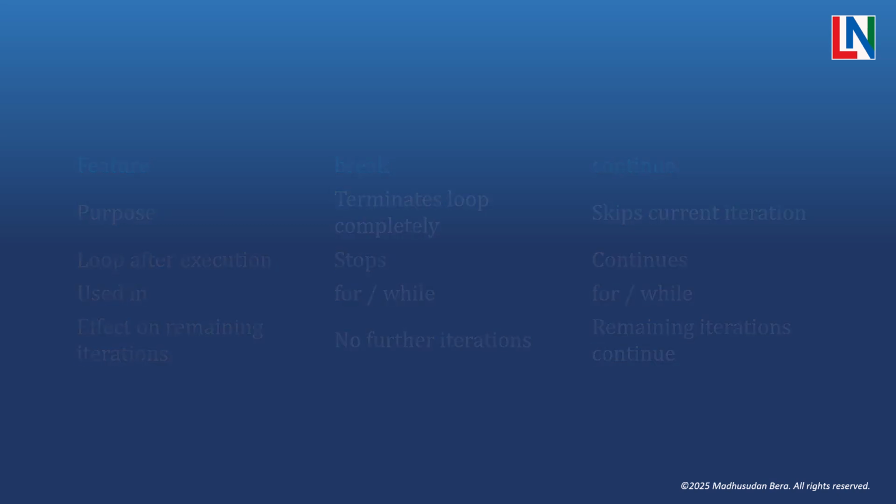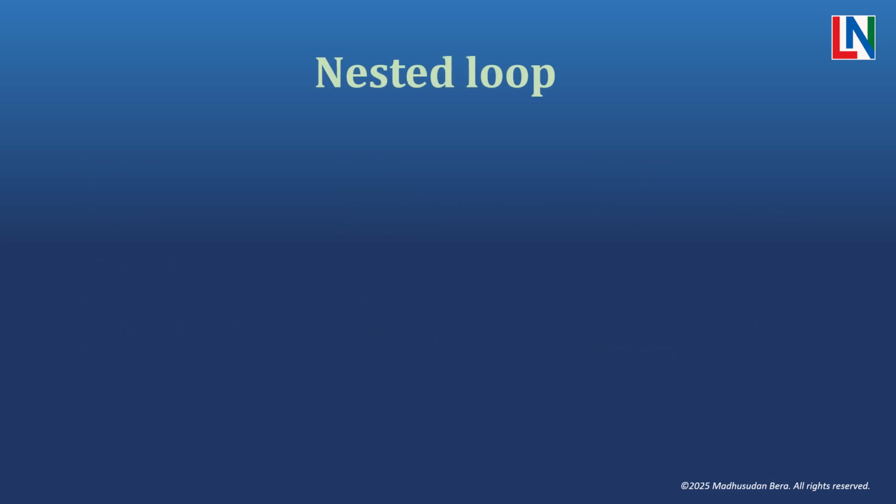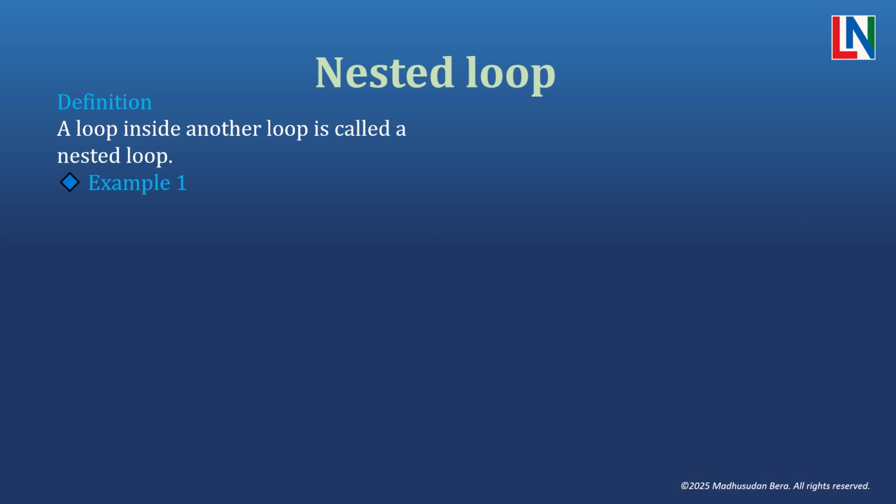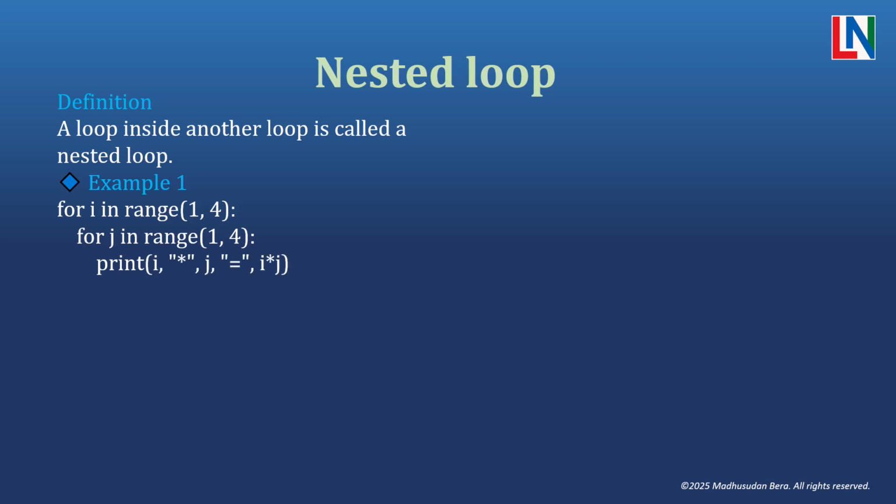Nested loop. Definition: a loop inside another loop is called a nested loop. Example 1, for loop: for i in range(1, 4): for j in range(1, 4): print(i, '*', j, '=', i*j). It will print a multiplication table from 1 to 3.